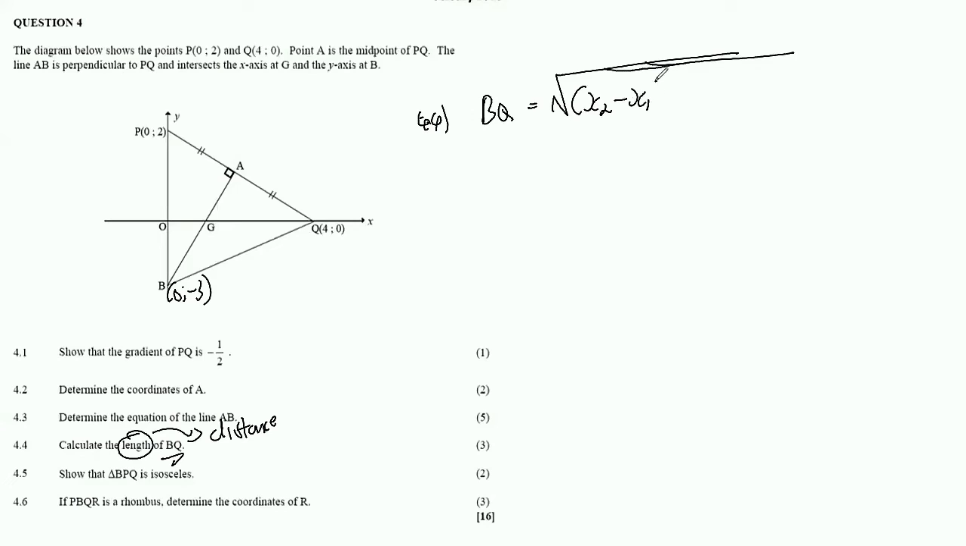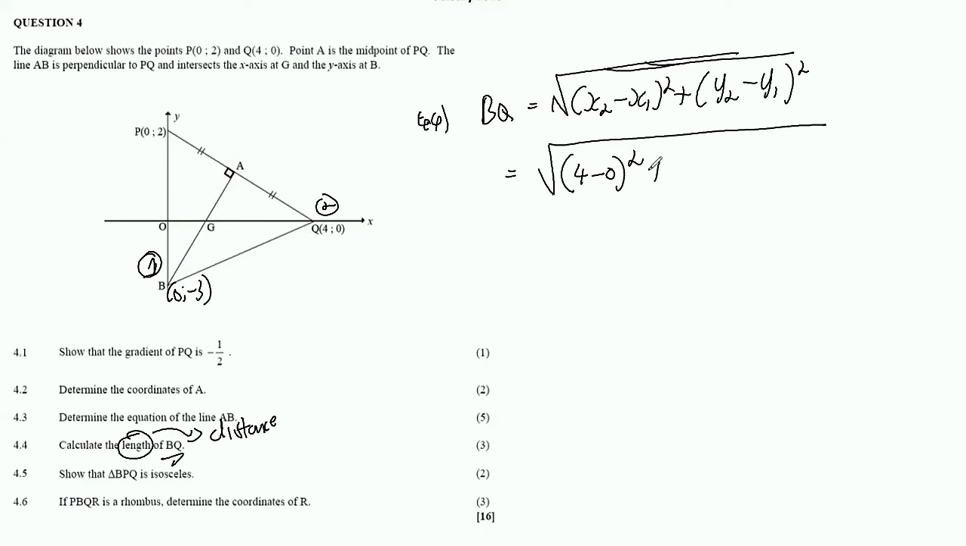x2 minus x1, then square, plus y2 minus y1, then square, right? So that means we have our x2. If we are taking these ones as the first coordinate and these ones here as the second coordinate, then we have 4 minus 0, then square that. And then what's y2? y2 would have to be 0. So 0 minus -3, which is negative, and negative is a positive. So we have that.